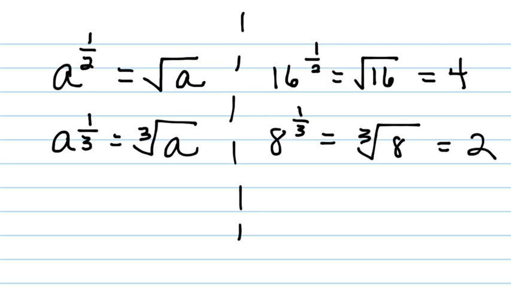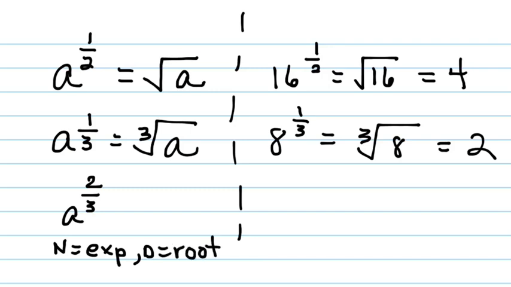And when that's the case, two things are happening. Okay, so we have a to the 2/3. The numerator is the actual exponent. The denominator tells you that you're taking a root. So we have both things going on here. This is really the same as the third root of a raised to the 2nd power.